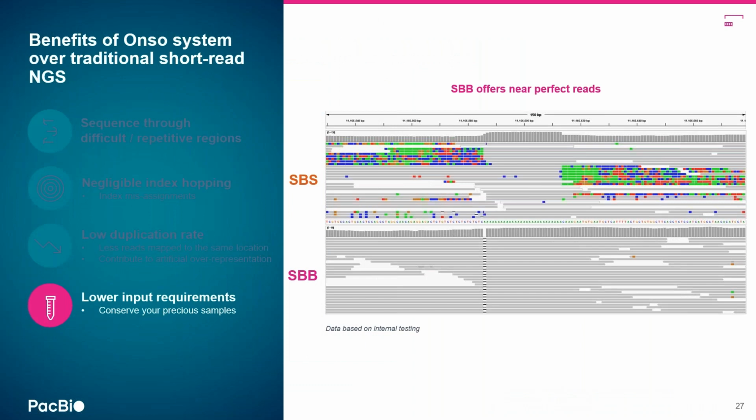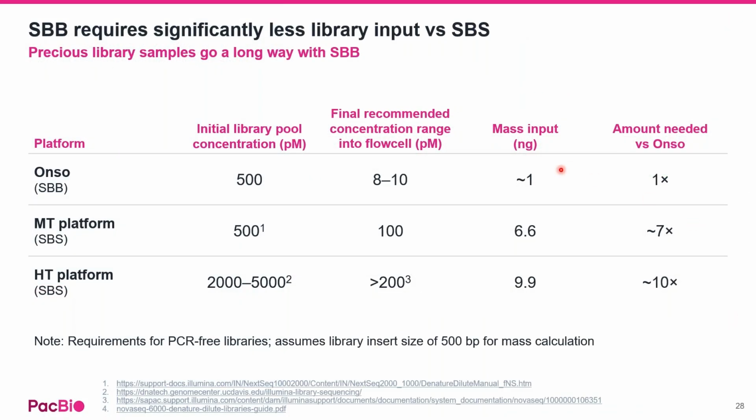And lastly, we'll focus a little bit on lower input requirements. So we've seen SBB chemistry and workflow has been able to drive down the input material needed for clustering and sequencing. Based on our internal testing of input amounts going into cluster generation versus different SBS platforms, as you can see here, we definitely see an advantage on overall input needed by a factor of 7 to 10-fold.